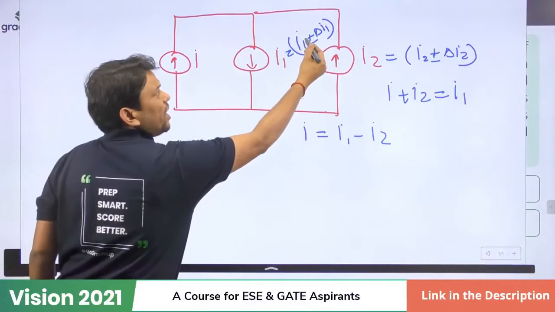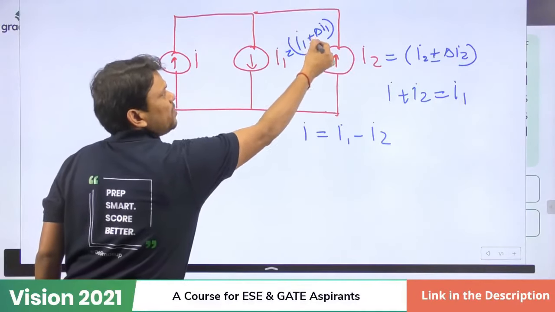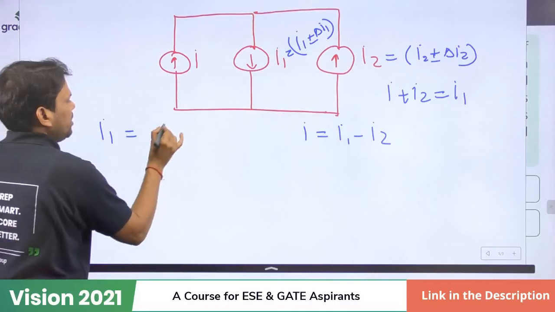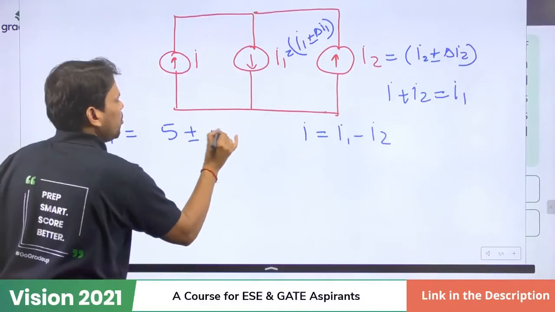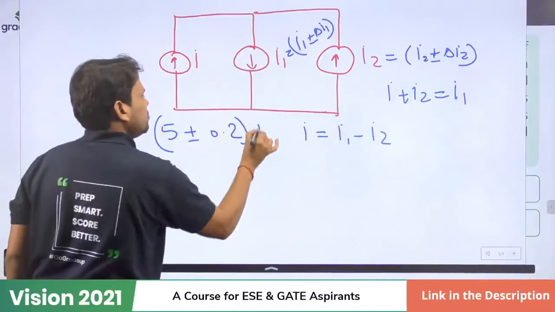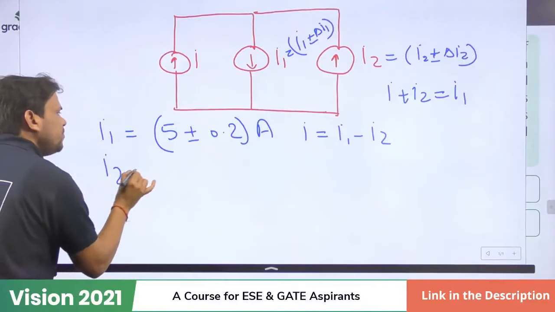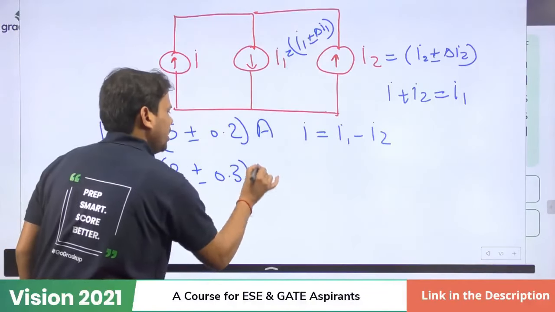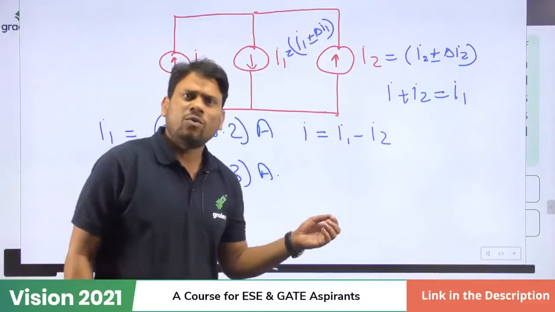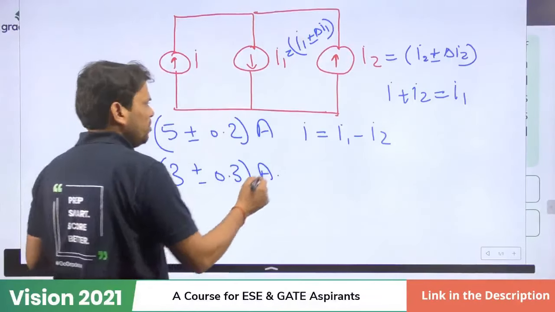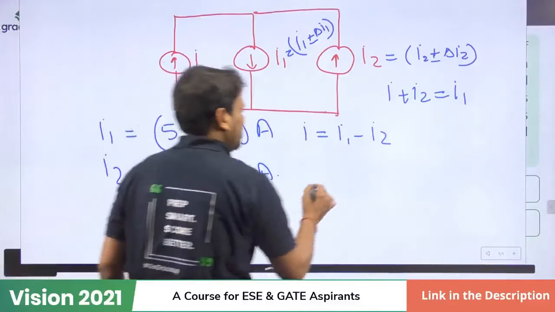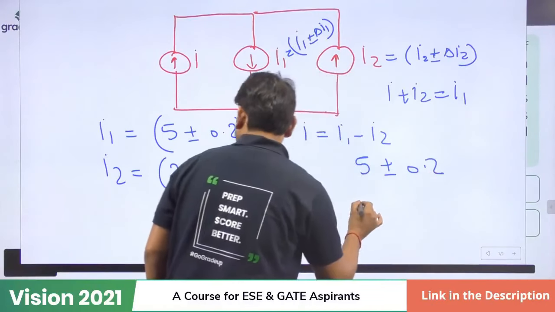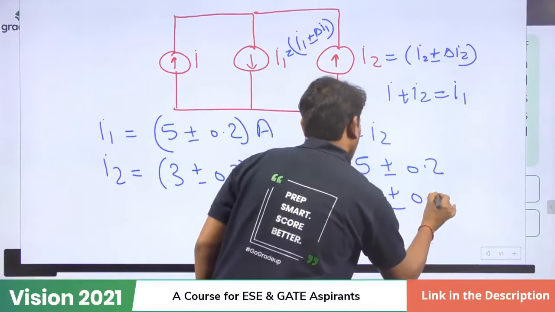Suppose I1 is, just a rough idea, 5 plus or minus 0.2 ampere. This is the tolerance limit. And I2 roughly we are taking as 3 plus or minus 0.3 ampere. So these are the two quantities we are assuming here. Now what will be I? I is nothing but I1 minus I2, so we can write 5 plus or minus 0.2 and 3 plus or minus 0.3.